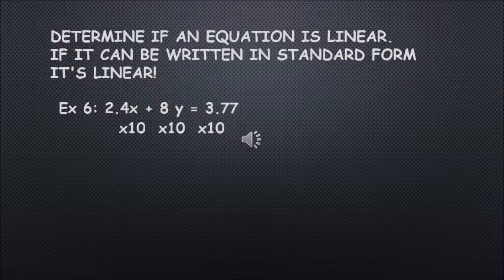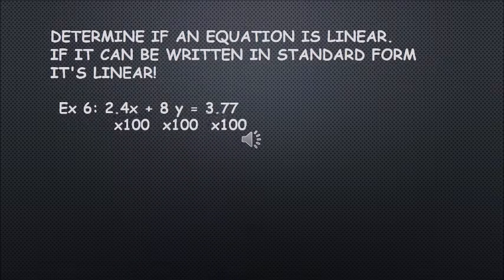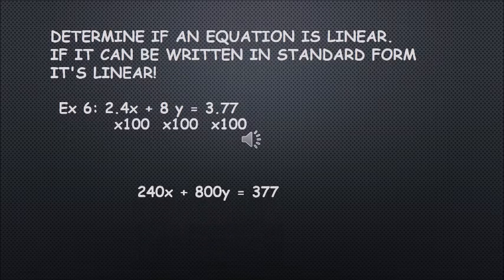If I multiply every term in the equation by 10, I will end up with 24x plus 80y equals 37.7. I still have a decimal. But if I multiply every term by 100, I have gotten rid of my decimals. 240x plus 800y equals 377.